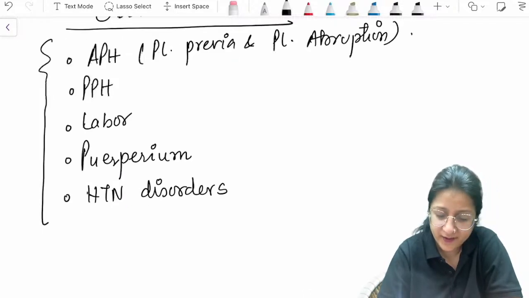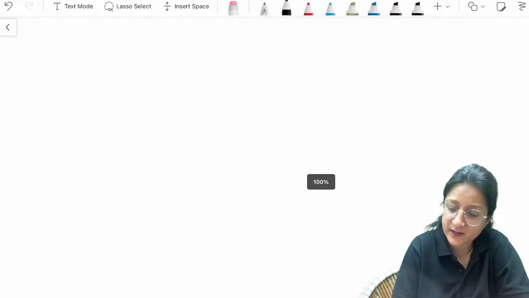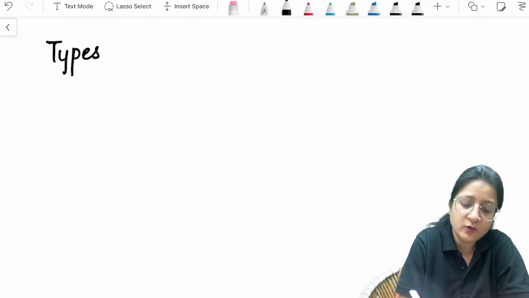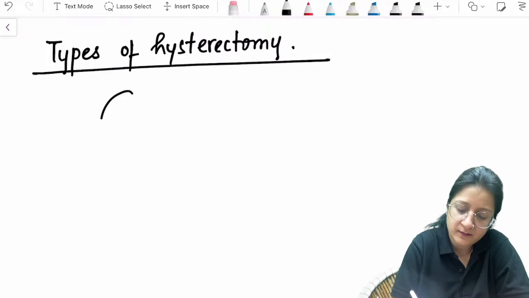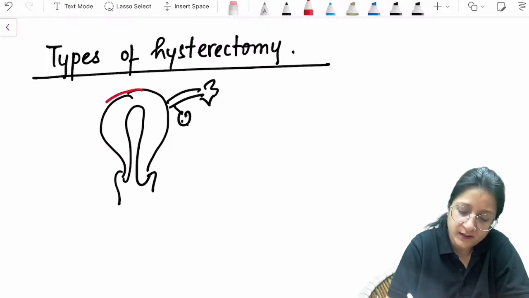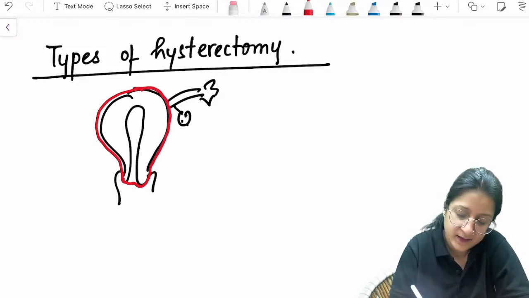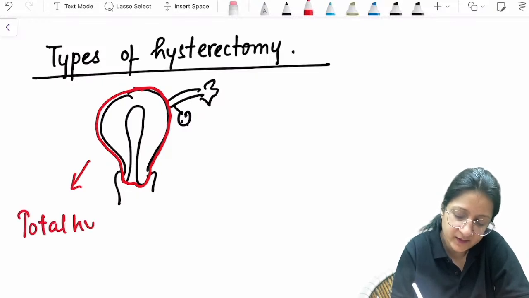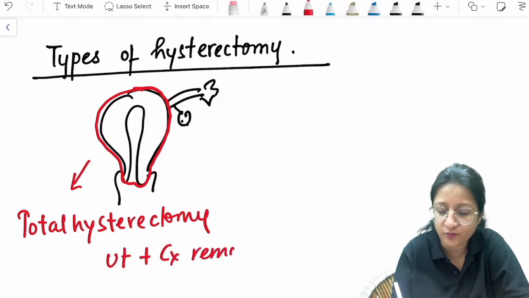Okay, types of hysterectomy. Before I wrap up, let me talk about the types of hysterectomy, since someone is asking me about it. Let us look at the basic types of hysterectomy. If you remove just the uterus and the cervix, this is total hysterectomy. Total hysterectomy: uterus plus cervix removed.